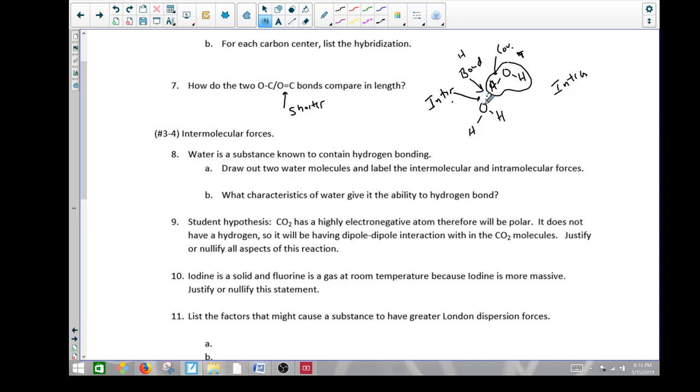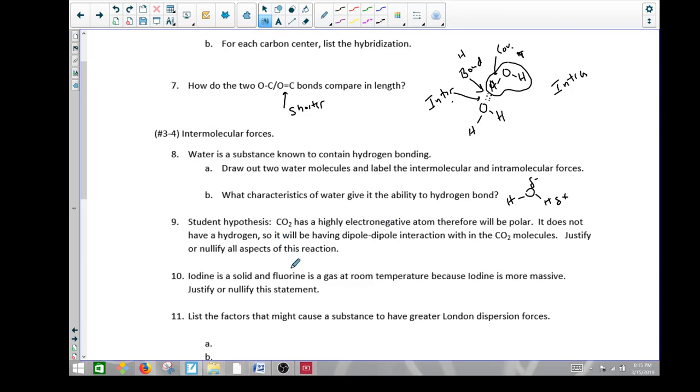All right. What characteristics of water give it the ability to hydrogen bond? Well, first of all, it's polar. So how does it become polar? Well, we have a highly electronegative atom, which would be oxygen, and it's sharing electrons with a hydrogen. Electrons are then dragged over to the oxygen for a partial negative, partial positive. So, in this case, it's polar with a hook to a hydrogen.